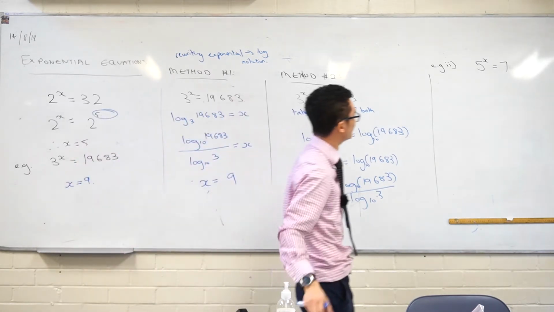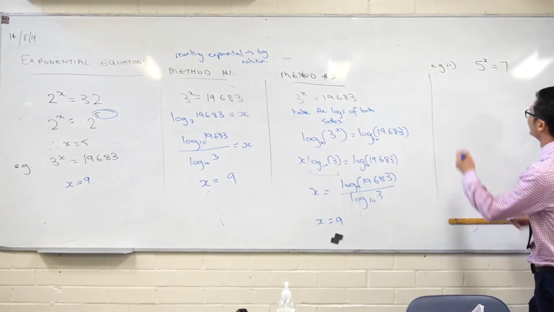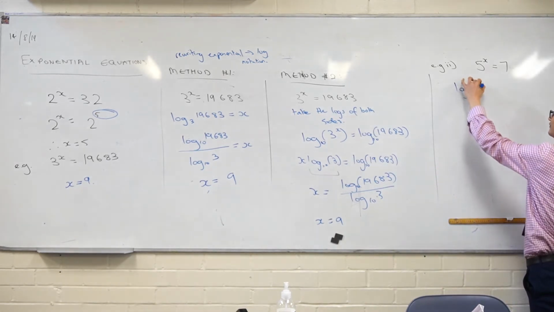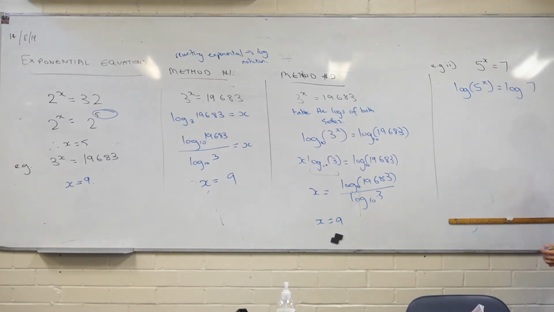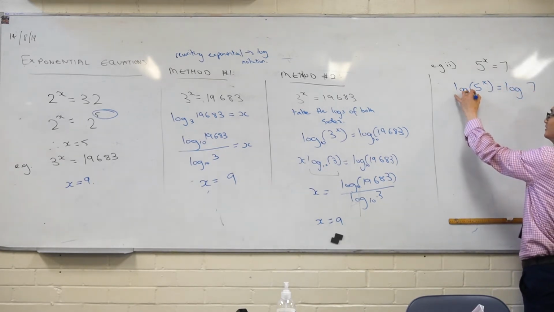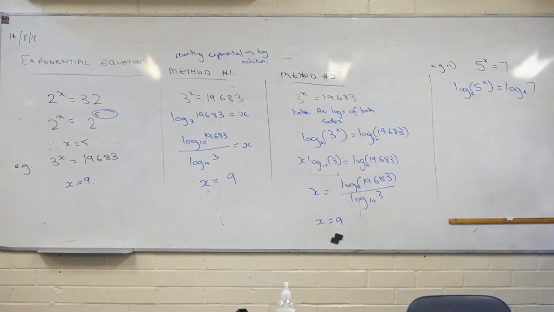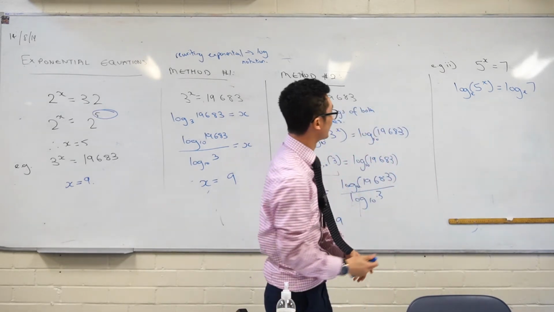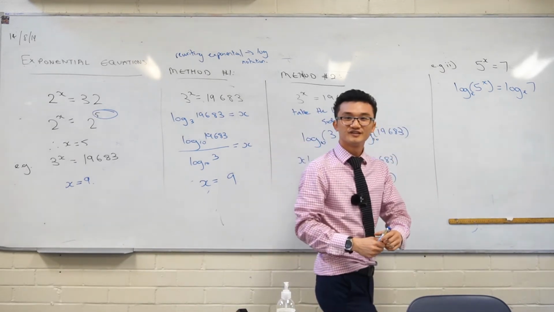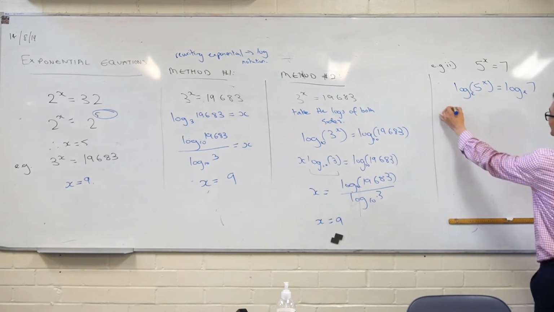Okay, let's take the logs of both sides. We're using method 2 here. So I take log of 5 to the x equals log of 7. I should write my bases. Let's write e. We've got our logs here. And what can I do with these when I've got these here? I can bring the x out. Yep, so make the x a coefficient.